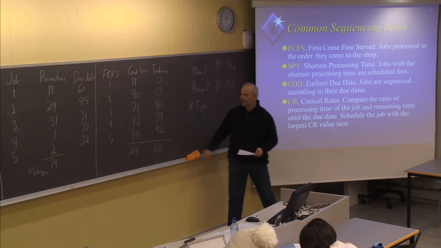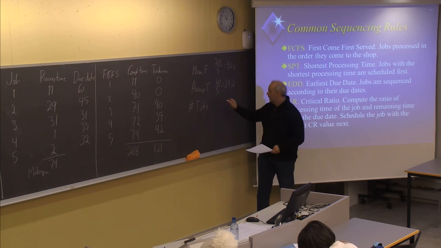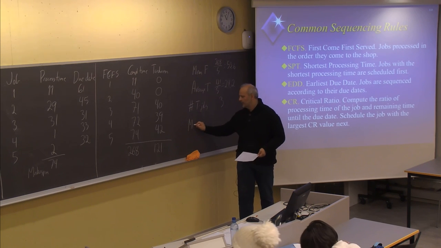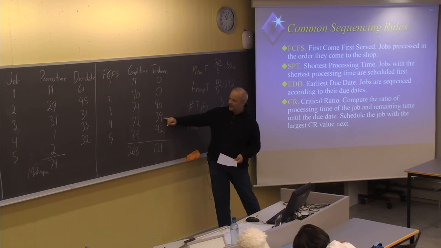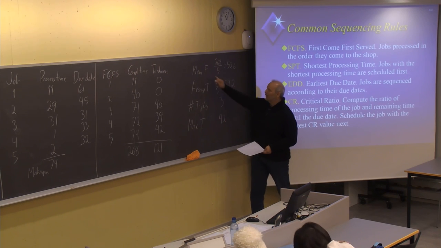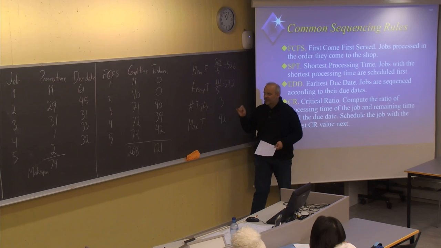We can also look at the number of tardy jobs. And the number of tardy jobs here is 1, 2, 3. Three jobs are delayed. And at last, the maximum tardiness, which is the highest of these numbers, which is 42. So these four measurements are what we now should use to compare the different sequences.